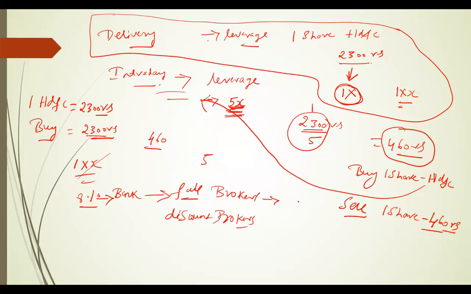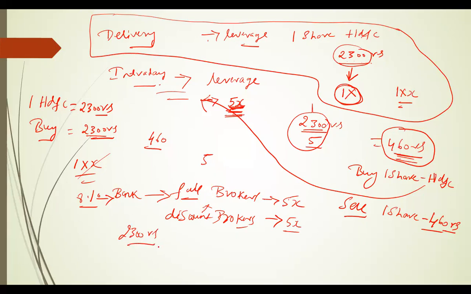Full brokers will give this 5x. Discount brokers earlier were not giving it, but now they are moving towards full broking and are also giving around 5x. 5x means 2,300 divided by 5; only 460 rupees is enough. It means you have 2,300 rupees of buying power now.